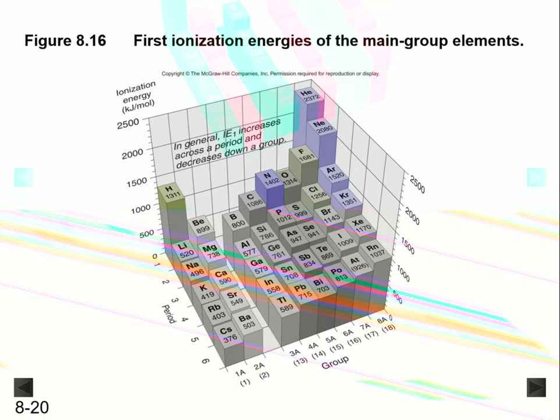So here are the first ionization energies for the main group elements, and you can see helium is the highest, cesium is the lowest. Cesium is a very reactive metal, reacts explosively with water because it's so easy to pull that electron off. It reduces the water with the electron to form hydrogen gas, which ignites. So in general, the ionization energy increases across the period and decreases down a group. That's an important take-home message on this.